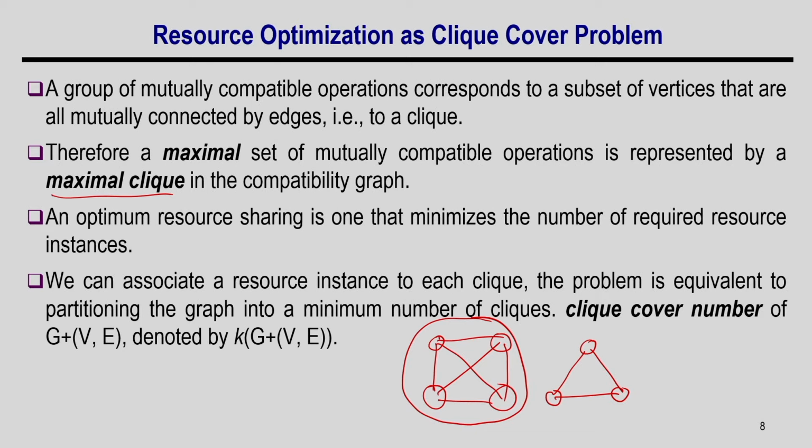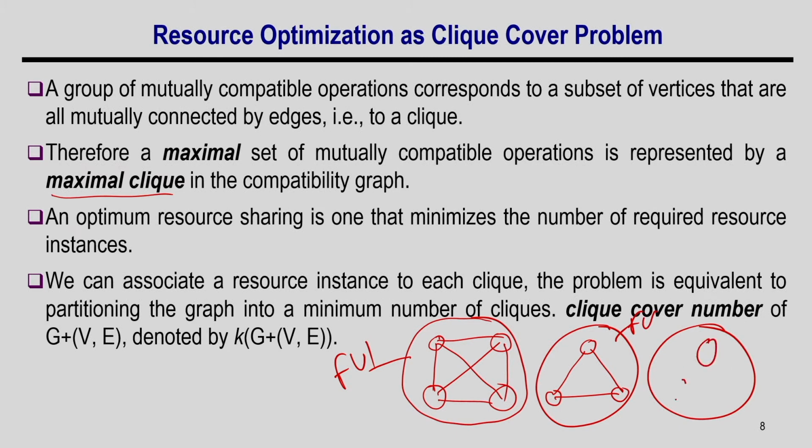So, in the compatible graph, if I identify all such subgraphs, because each of them is FU1, this is FU2, and say this is only 2 nodes I found, so this is FU3, right. So, what does it mean? I identify the maximal possible subgraphs, complete graphs in the compatible graph, and each of them can be mapped to a single FU.